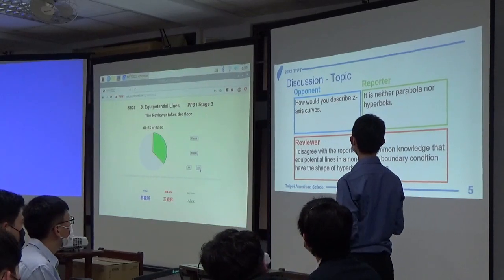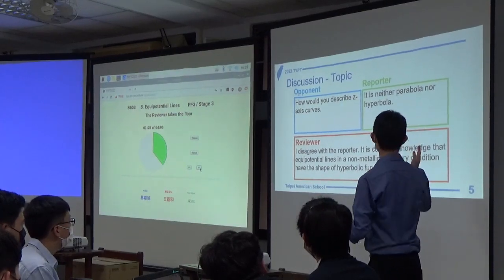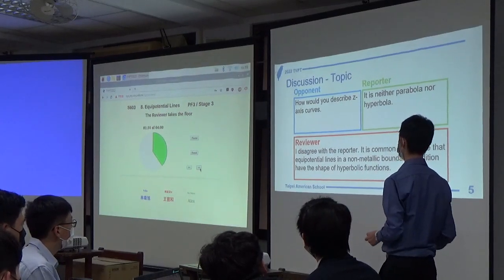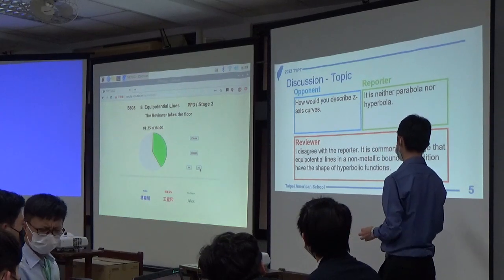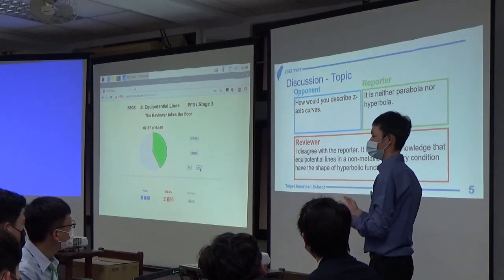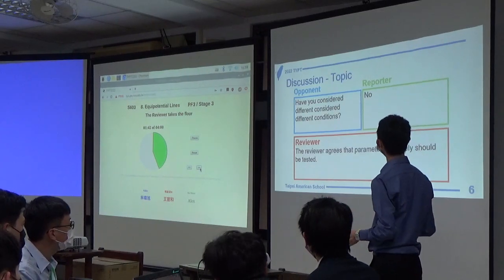So the first discussion topic was how would you describe z-axis curves? The opponent asked that, and the reporter said it is neither a parabola nor a hyperbola. I disagree with the reporter. It is pretty common knowledge that equipotential lines in non-metallic boundary conditions, so for example, if your liquid is surrounded by plastic, will have the shape of hyperbolic functions.